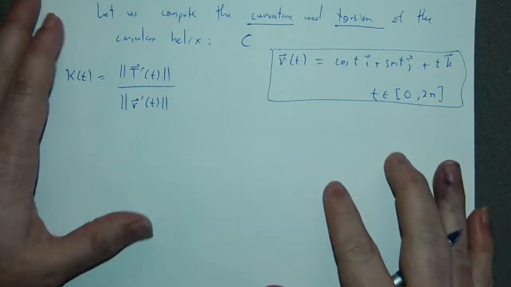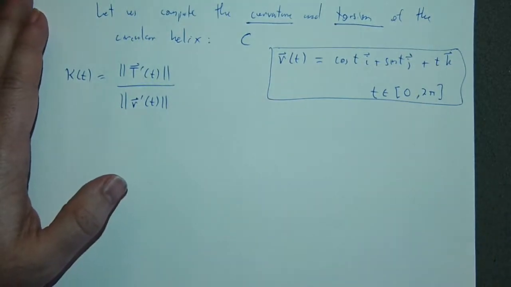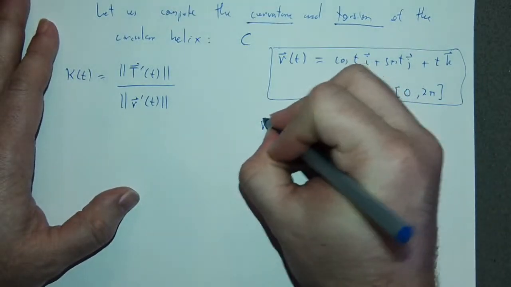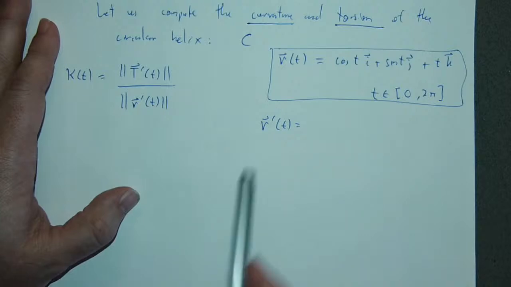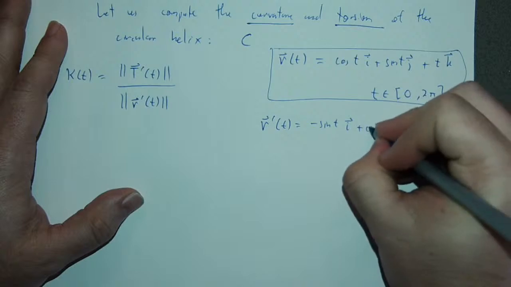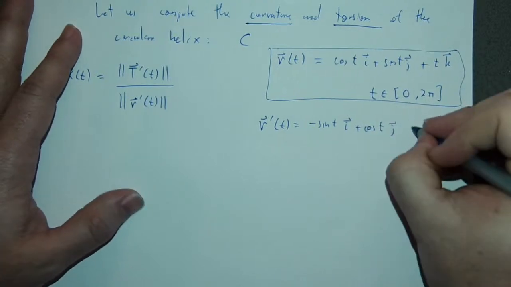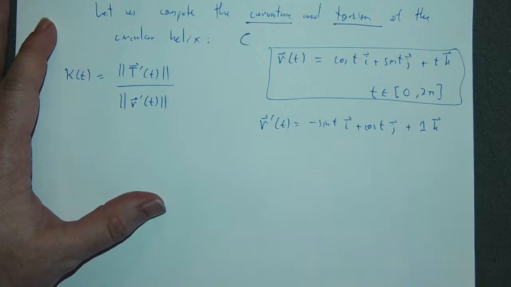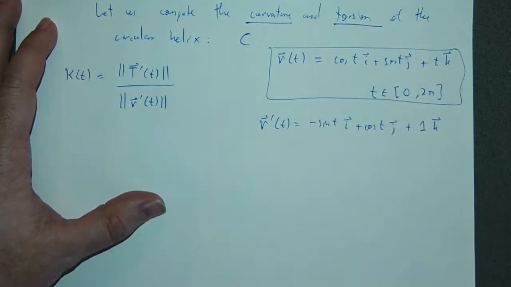Okay, so let's see what's going on here. Let's compute r prime first of all. If I compute r prime here, this is minus sine t i plus cosine t j plus 1 times k. I'm just taking the derivative of each slot. All right, so then I need to find the length of r prime of t so that I can actually write out what T prime is.